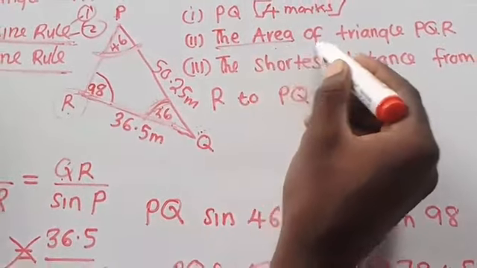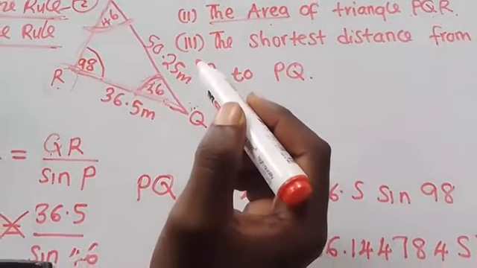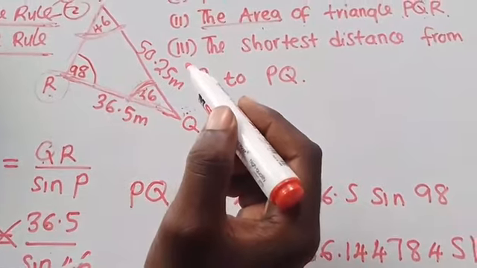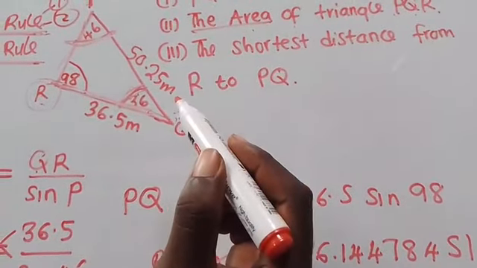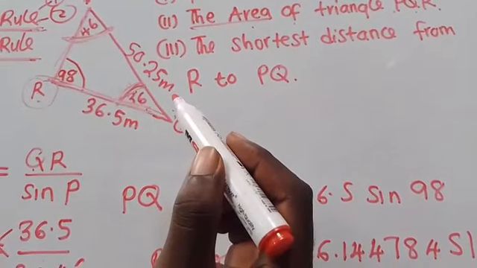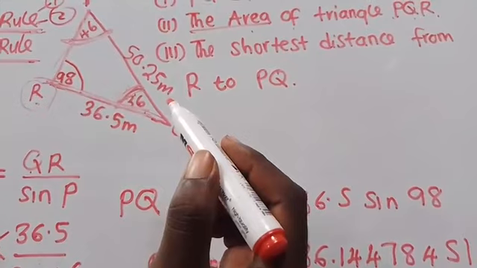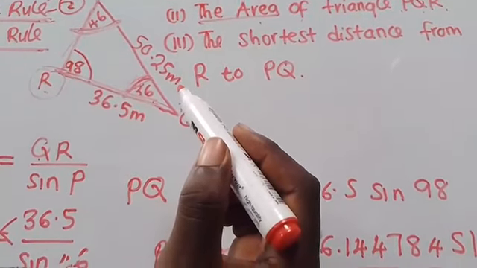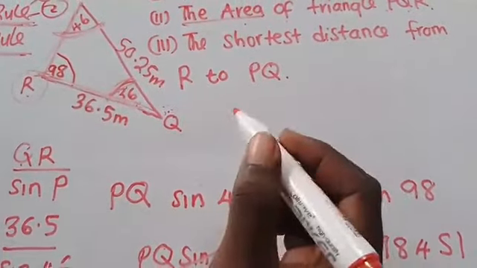This question is asking for the area of triangle PQR. You can only find the area of any triangle when you are given the two sides which put the angle in the middle. You need to make sure that the two sides given always put the angle in the middle.